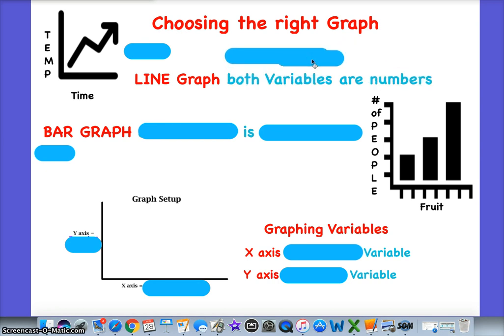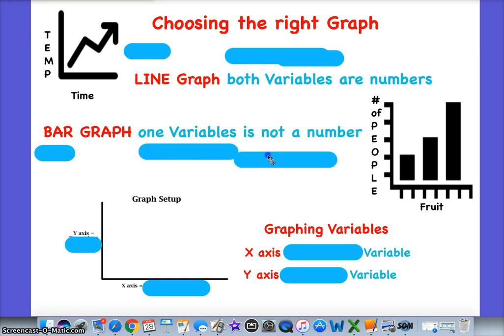So whenever your independent variable and your dependent variable are numbers, you're going to choose a line graph. If your independent variable and your dependent variable is something other than a number, so it could be one is a number and one isn't, then you will use a bar graph, okay? So in this case, we still have amounts, but then we're going to talk about fruit. So the choice for that graph would be a bar graph.